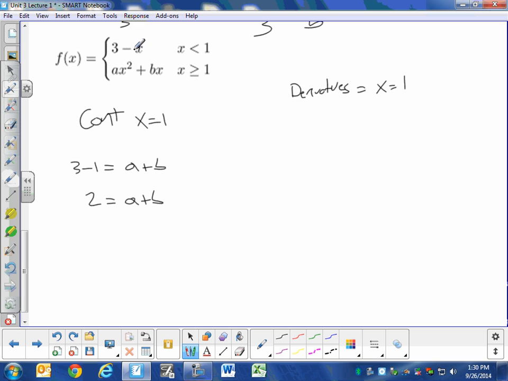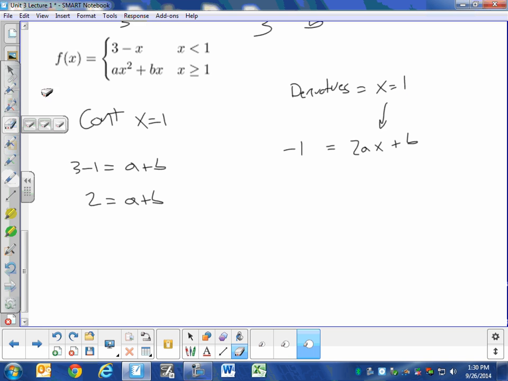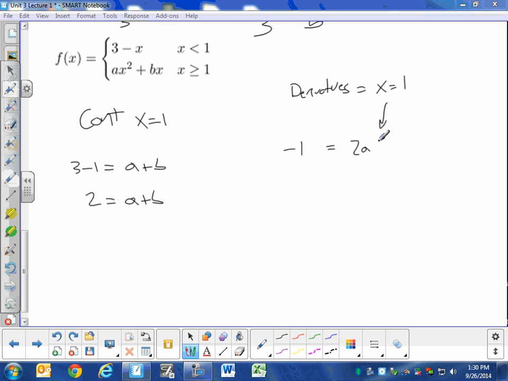Step 2, my derivatives from the left and from the right have to be the same at 1. So I take the derivative of 3 minus x. The derivative of 3 minus x is just -1. The derivative of ax squared plus bx would be 2a times x plus b. Now, of course, I have to plug in 1 for x, so this is just 2a plus b. Now I have 2 equations, 2 unknowns.